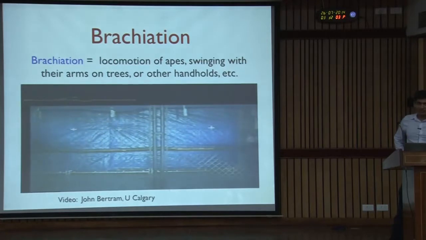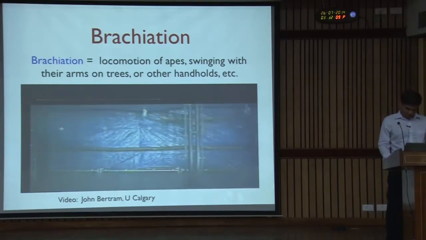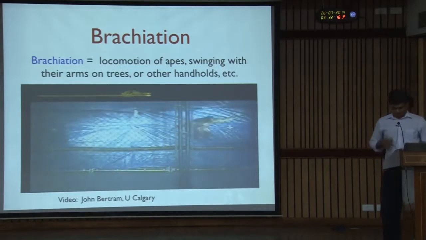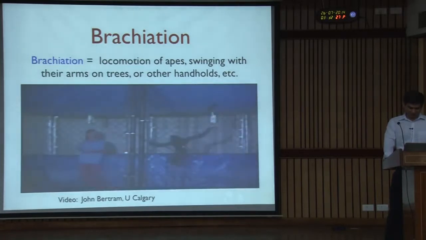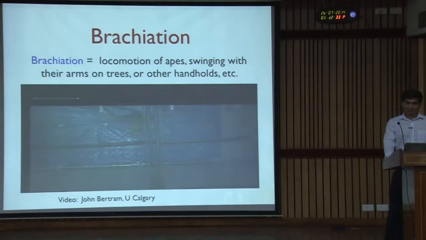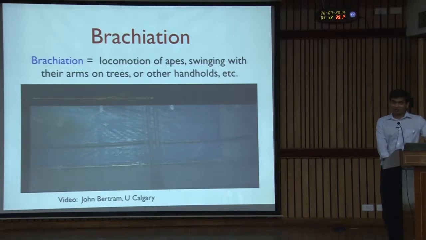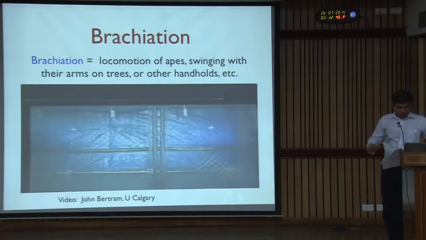People are offended if you say monkey. It's an ape. I think it's some kind of a gibbon or chimpanzee. Maybe a chimpanzee, I forget. In any case, this video is from John Bertram, University of Calgary, who's a biologist, and he wants to understand the locomotion of these apes. And we're going to try to understand by solving a simple optimization problem, or at least try to simulate some reasonable approximation of the energy optimal way to go from one handhold to the next in this kind of motion.